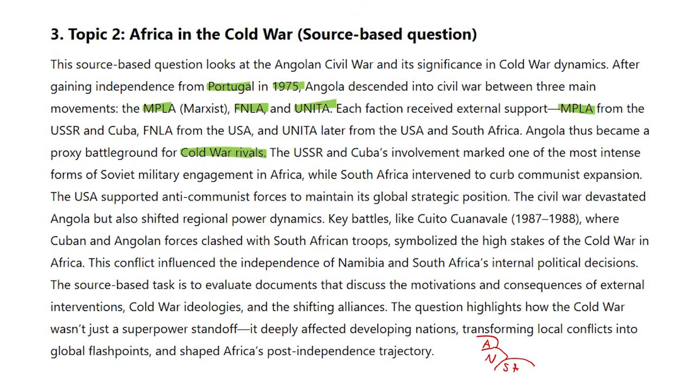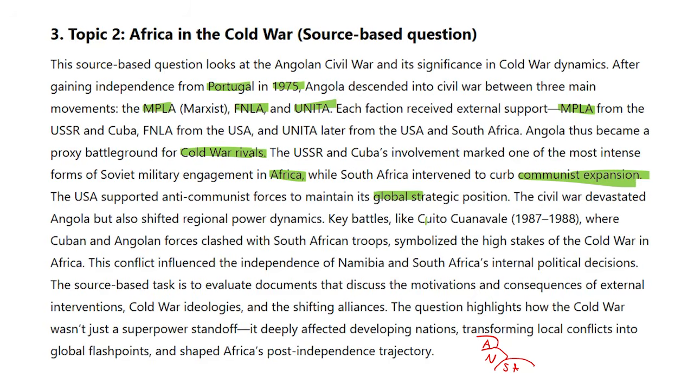The USSR and Cuba's involvement marked one of the most intense forms of Soviet military engagement in Africa. While South Africa, they intervened to curb communist expansion. This was our apartheid government. The USA supported anti-communist forces to maintain its global strategic position, and the Civil War devastated Angola, but it also shifted regional power dynamics.